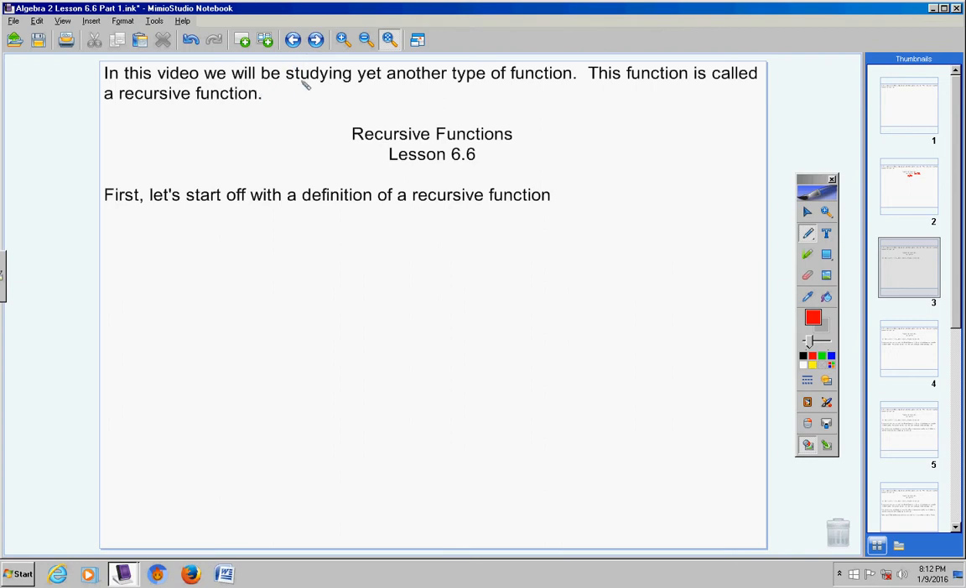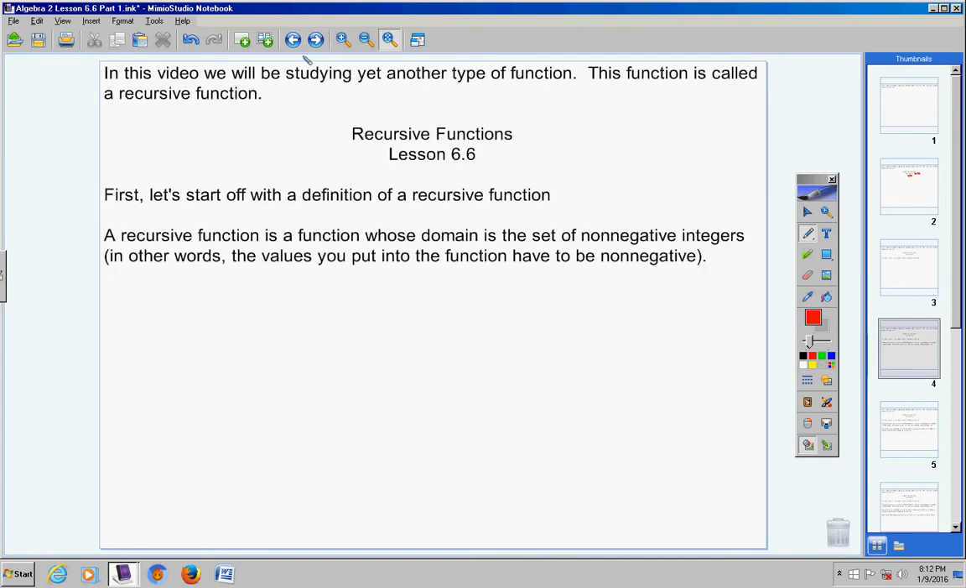Alright, please copy this in your notes. A recursive function is a function whose domain is the set of non-negative integers. Now, why would I say non-negative? Just listen while you're copying this down. Why would I not say positive? Because if something's non-negative, it's positive, correct?